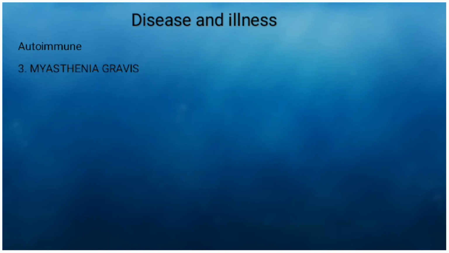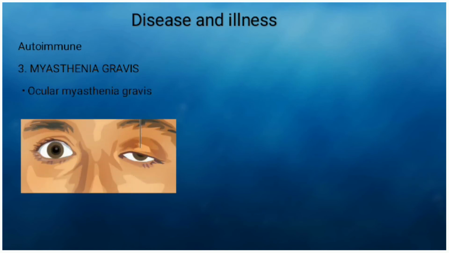Myasthenia gravis happens when the immune system attacks the body's tissue. Myasthenia gravis is characterized by weakness of any muscle under your voluntary control. This disease happens when there is a miscommunication between nerves and muscles at the neuromuscular junction.